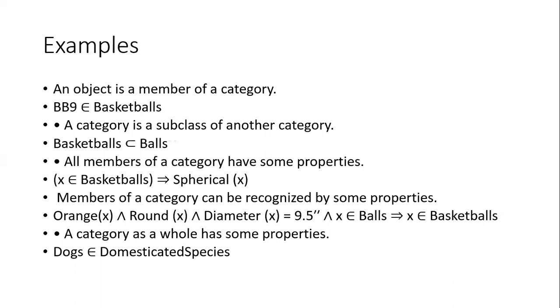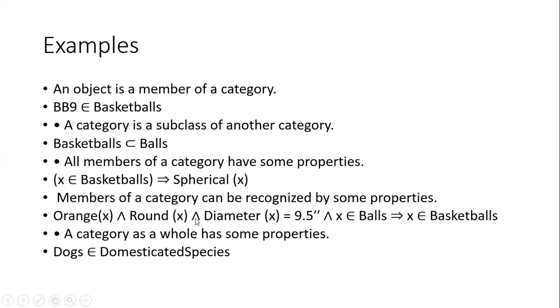For example, an object is a member of a category. BB9 belongs to basketball. Basketball belongs to balls. All members of a category have some properties. If a ball has a spherical shape, all balls will be spherical. So if X belongs to basketballs, and basketball has the property of spherical, then all X belonging to basketball will be spherical.